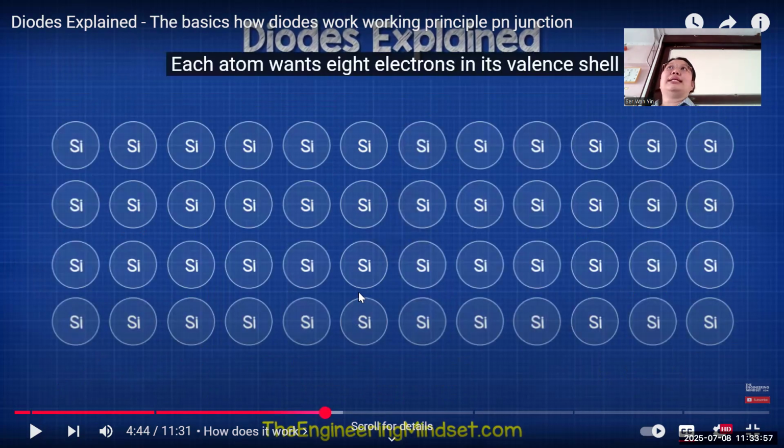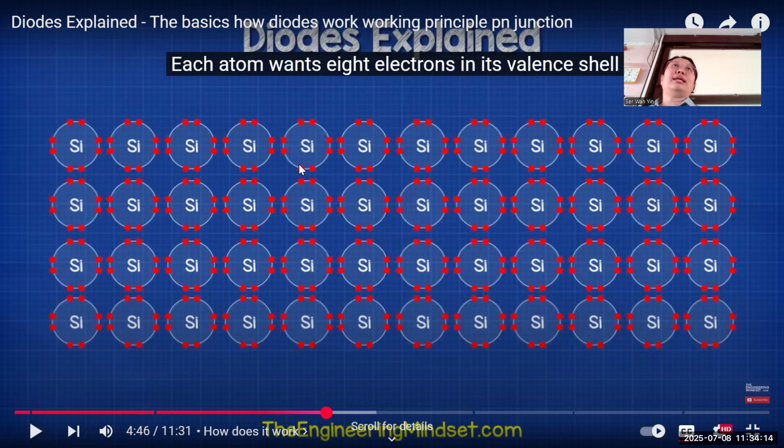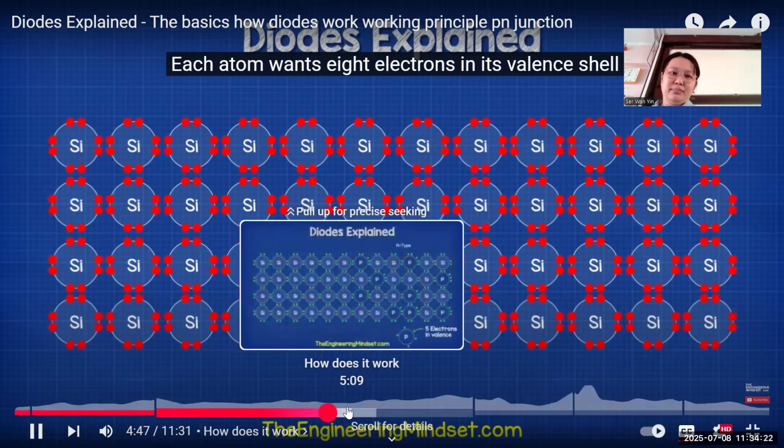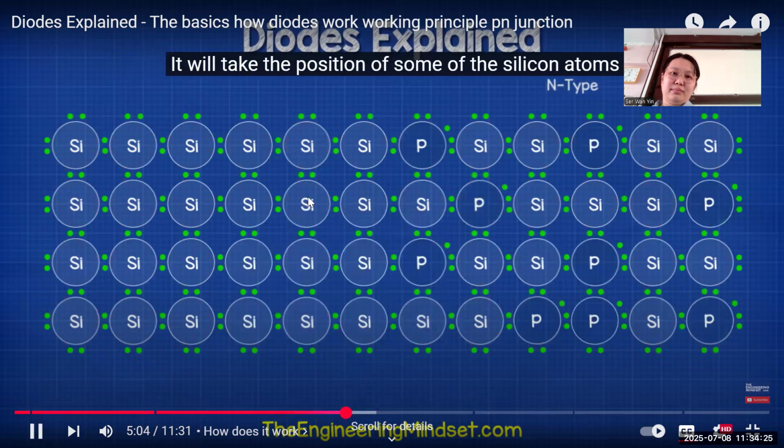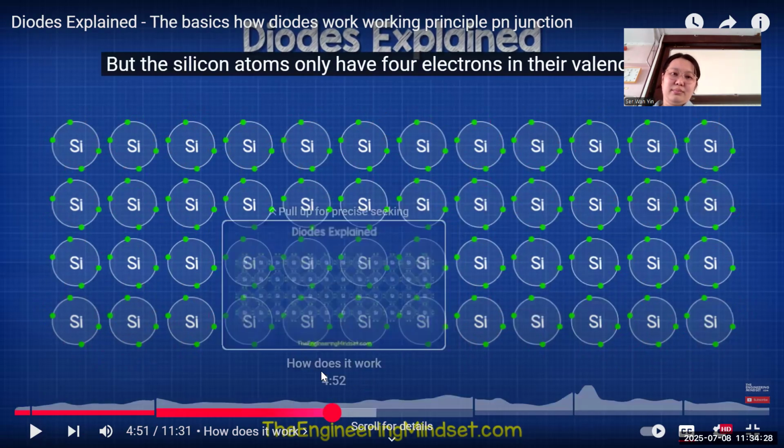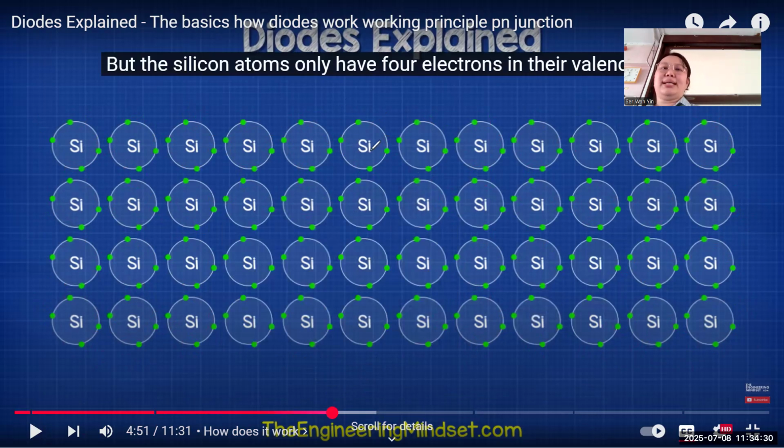Okay, so this is silicon. We normally make a doping to silicon. The meaning of doping is we insert some other things inside. So this is the original. Original means one silicon has 4 electrons at the valence shell.